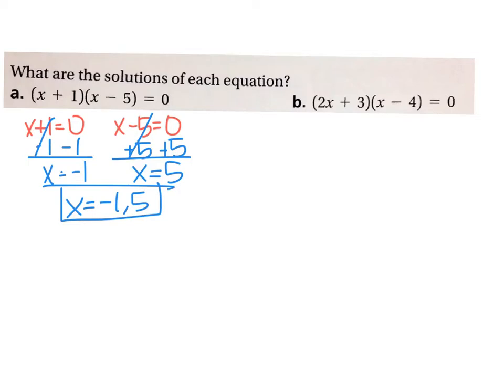Alright, I'm going to give you a second. I want you to pause the video and try B, and then I'll show you the answer. Okay, so the answer is negative 3/2 or 4.